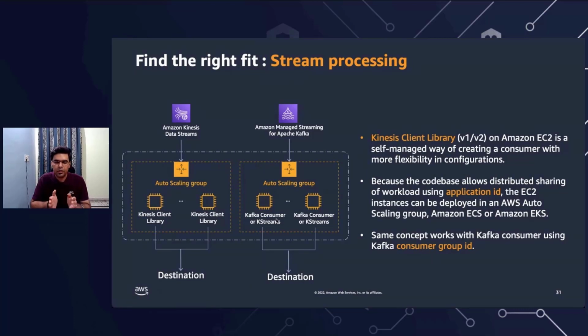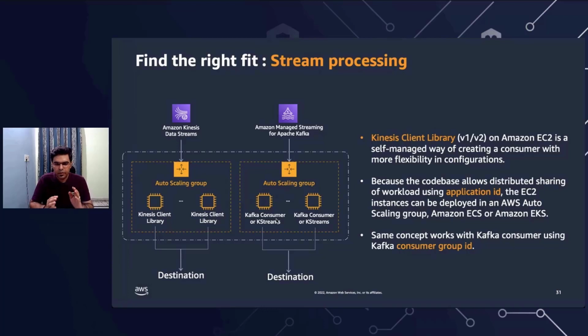And this happens because there is a concept of lease stealing and lease taking, and all that metadata is maintained in a DynamoDB table, which is by default named with the same application ID. So each worker boots with the same application ID, becomes aware of the DynamoDB table, and starts scaling accordingly. Similar concepts are there with Kafka consumers, wherein your consumer group ID defines how your consumers are reading. And from the Kafka broker side, such consumer IDs are maintained by the group coordinator, and that is what defines who gets the lease for which partitions. The concepts remain the same.